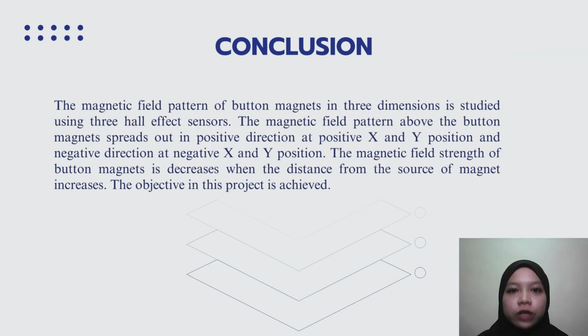Next, for the conclusion part, the magnetic field of button magnets in three dimensions is studied using three Hall effect sensors. The magnetic field pattern above the button magnet spreads out in the positive direction at positive X and Y positions and in the negative direction at negative X and Y positions. The magnetic field strength of button magnets decreases when the distance from the source of the magnet increases. The objective of this project is achieved.